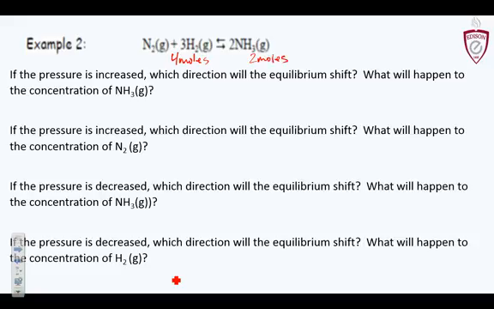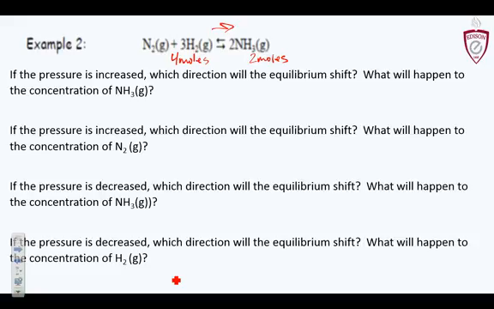So I'm going to shift towards the product side. Go ahead and write an arrow up top there. I'm going to shift to the right. What will happen to the concentration of your NH3? If I'm shifting to the right, it's on the product side, so it's going to go up. If the pressure is increased, which direction will the equilibrium shift? Again, to the right, because there are fewer moles over there. And what's going to happen to the N2 gas? N2's on the left-hand side, so if I'm shifting to the right, everything on the left goes down.